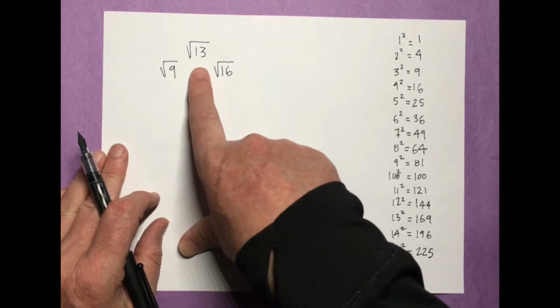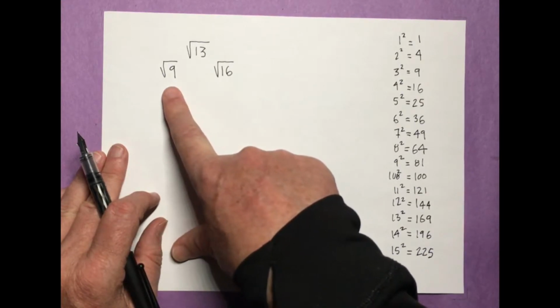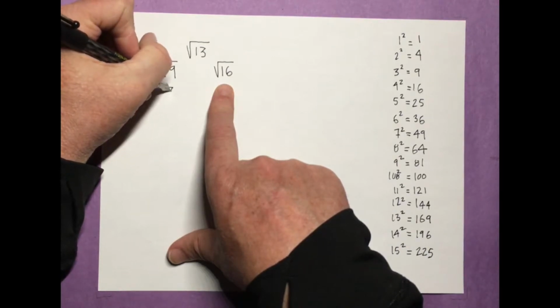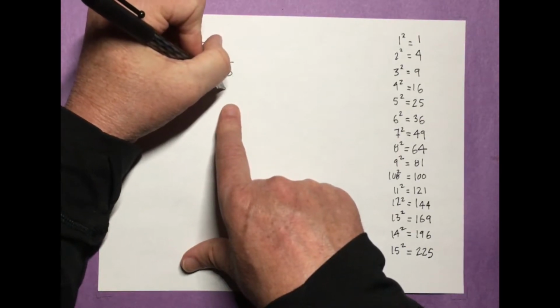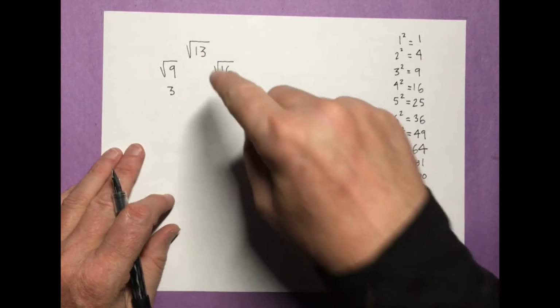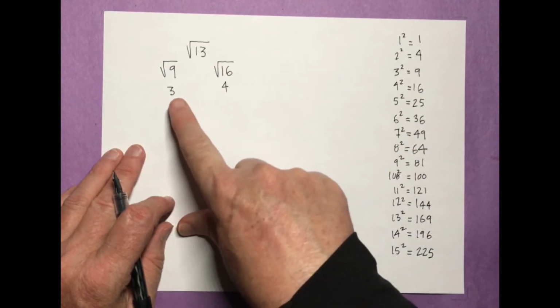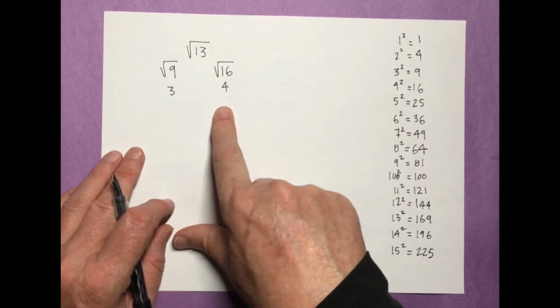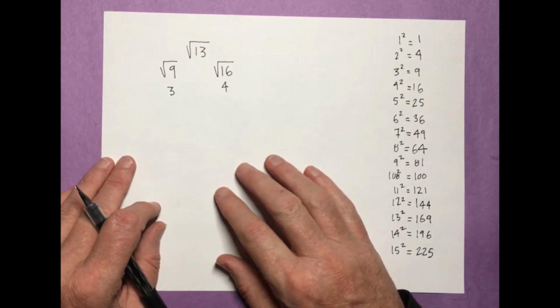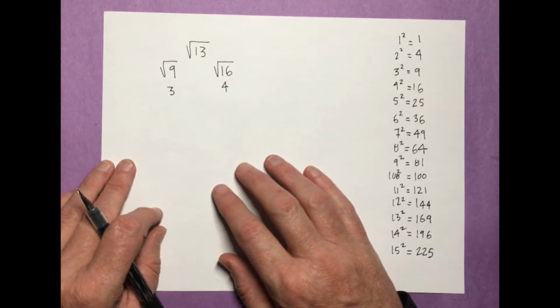So whatever the square root of 13 is, I know it's between the square root of 9 and the square root of 16. And the square root of 9 is 3, and the square root of 16 is 4. Which means whatever the square root of 13 is, it's somewhere between 3 and 4. 3 point something or other. Who knows exactly what it is? I'm sure I don't. Right?